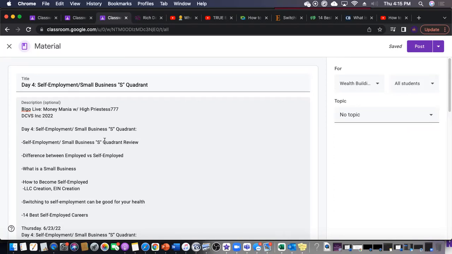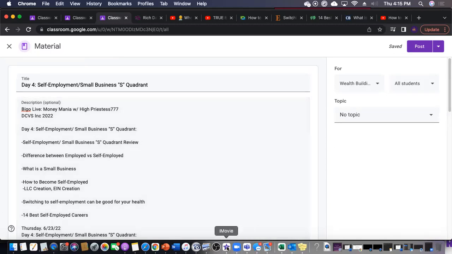On Bigo Live, we are doing a Money Mania brought to you by Bigo Live and DCVS Incorporated in June 2022. The past couple of days we have been going over the E quadrant, did the audiobook review on how to make 100 grand a year in 2022 in the E quadrant, and now we're going to go through the self-employment and small business quadrant.